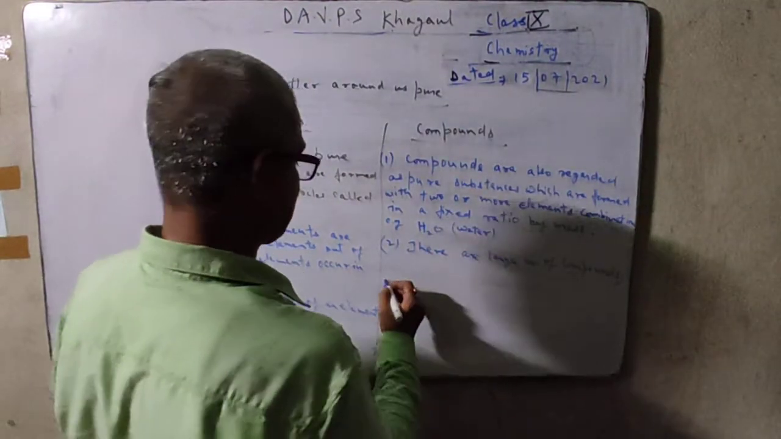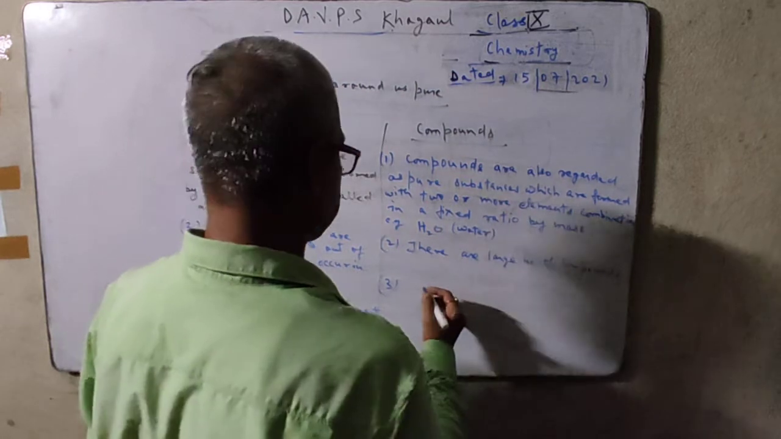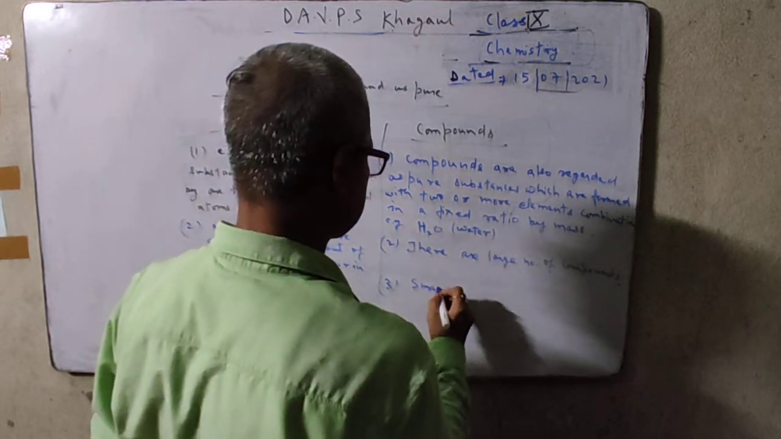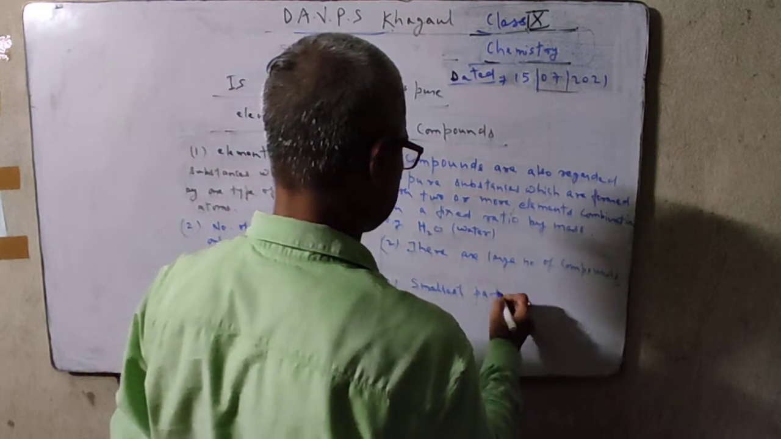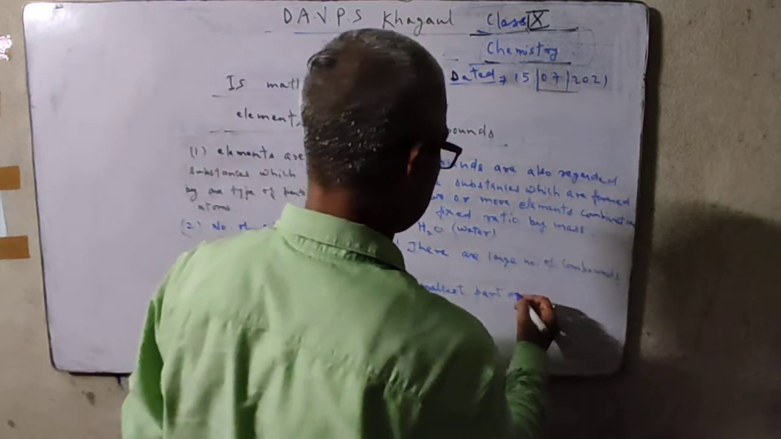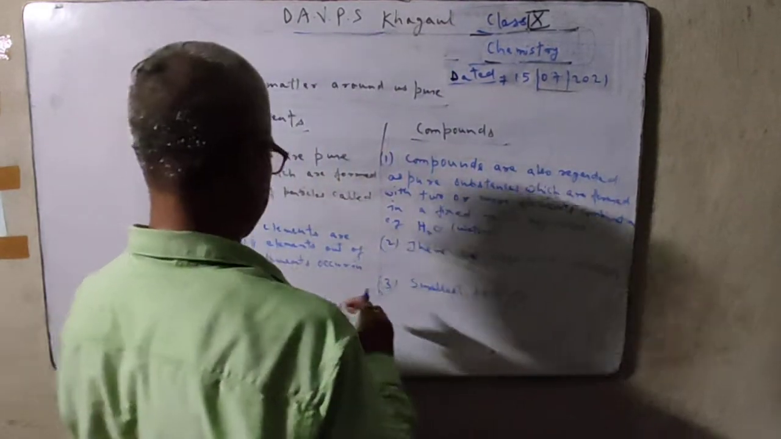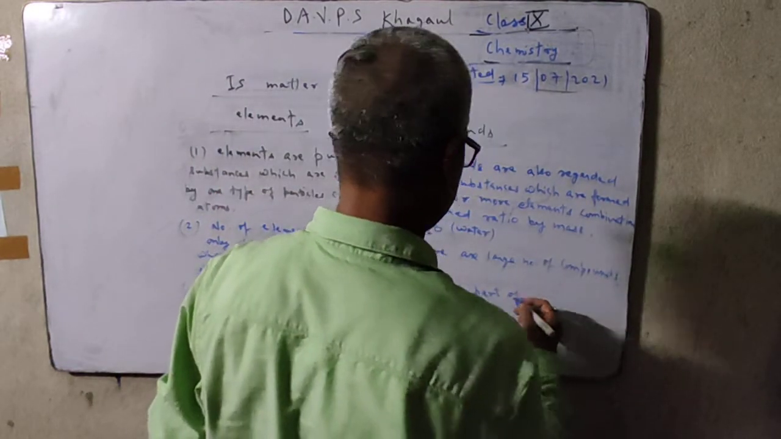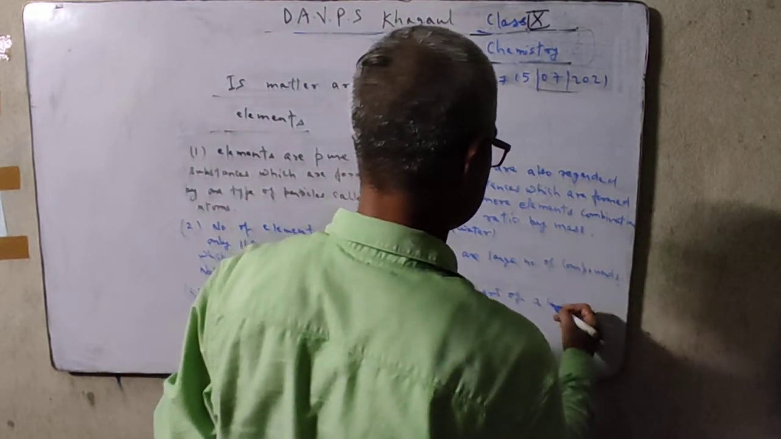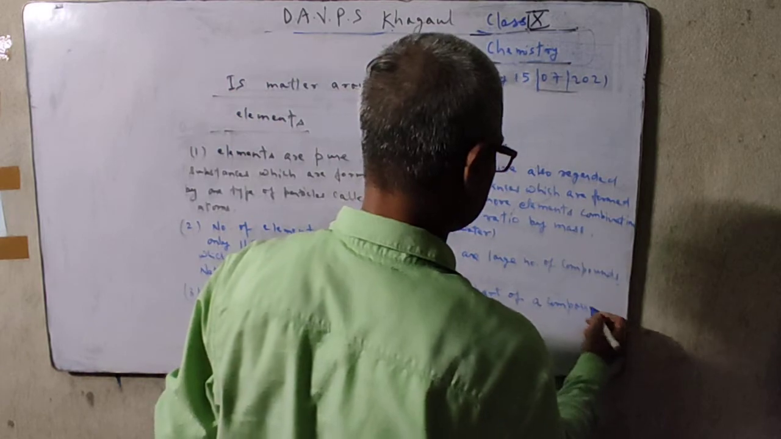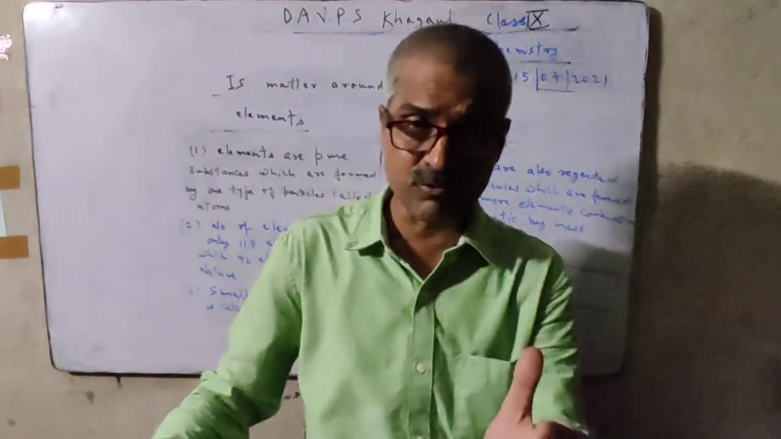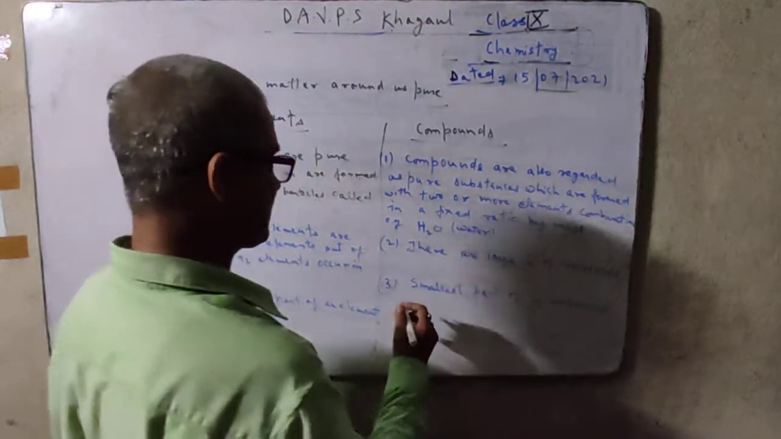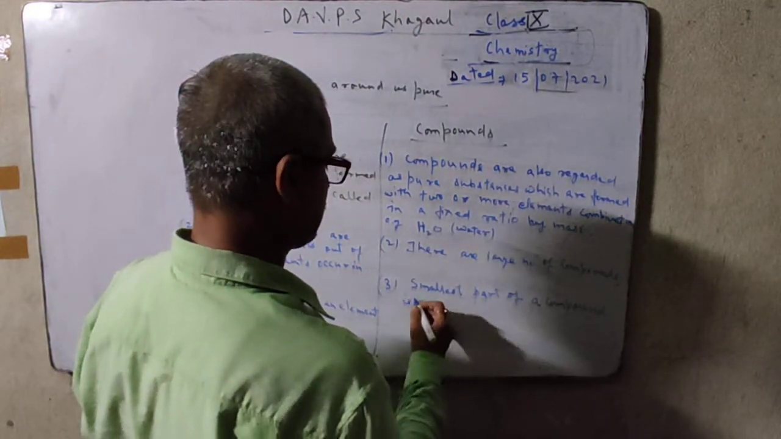So we can say the smallest part of a compound is a molecule.